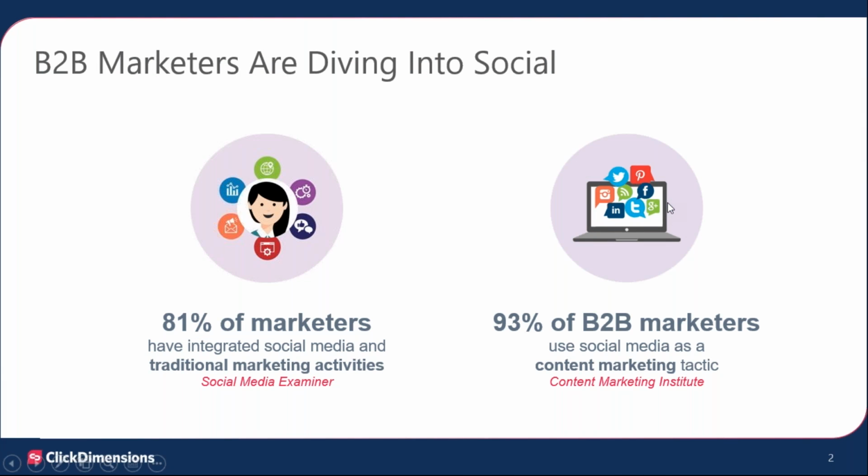Here we go. So from the data that we've seen, we've concluded that about 81% of marketers have integrated social media into their traditional marketing activities, and 93% of B2B marketers are using it to market their content. Now, what does this mean? It means that we need to be doing social media marketing in order to compete. It's what the biggest brands are doing, and it's what a lot of marketers who are successful are doing.